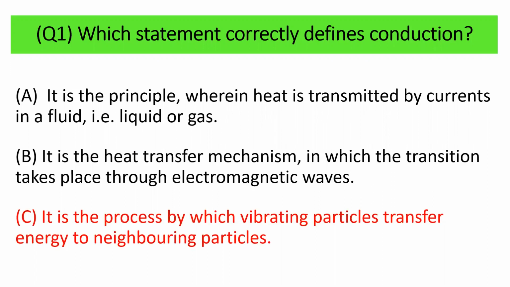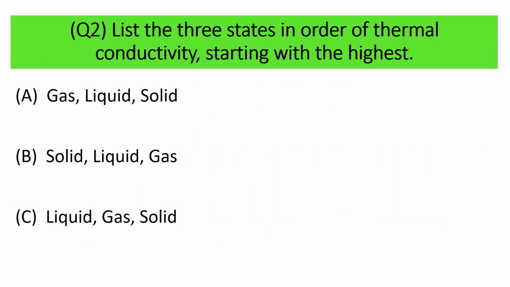Right, hopefully you said C, which would be correct. Conduction is a process by which vibrating particles transfer energy to neighbouring particles. Right, question 2. Can you list the 3 states in order of thermal conductivity, starting with the highest? Does it go A, gas, liquid, solid, B, solid, liquid, gas, or C, liquid, gas, solid? Hopefully you said B, solid, liquid, then finally gas. Solid has the highest thermal conductivity.